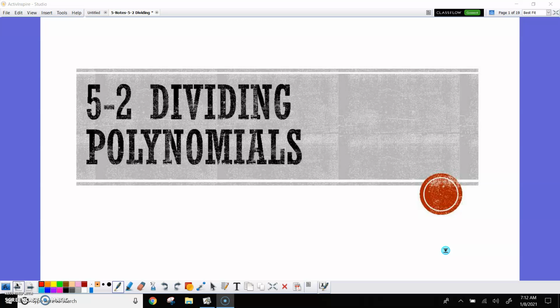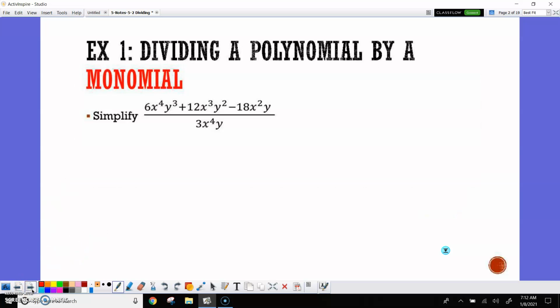Today's video notes are over dividing polynomials, but we're only going to look at when we are dividing by a monomial. So here we have a polynomial on the top. This is a polynomial. And we're dividing by a monomial. When we have that, all we do is we separate our polynomial and we're going to divide each term by the monomial.